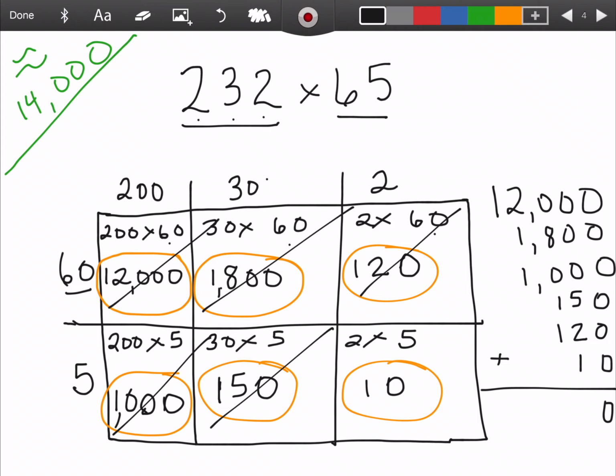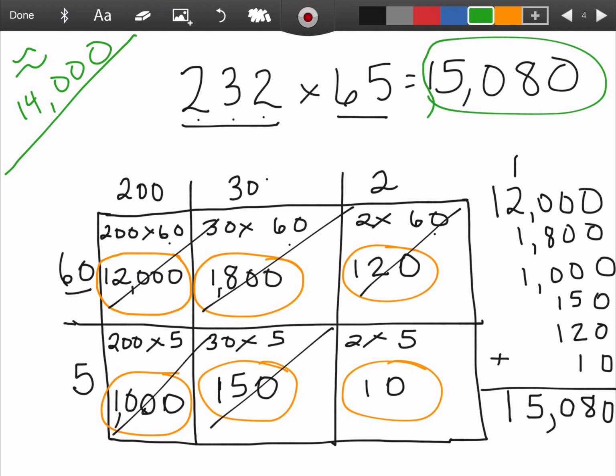In my tens column, I have 5 plus 2 plus 1, which equals 8. If I look at my hundreds column, I actually have 8 plus 1, which is 10. So I'm going to bring that up over to the thousands. And now I have 1 plus 2 plus 1 plus 1, which equals 5. And finally, I bring that 1 down. And remember, I always add a comma in between the last 3. And my answer is 15,080, which is a pretty good estimate for 14,000.